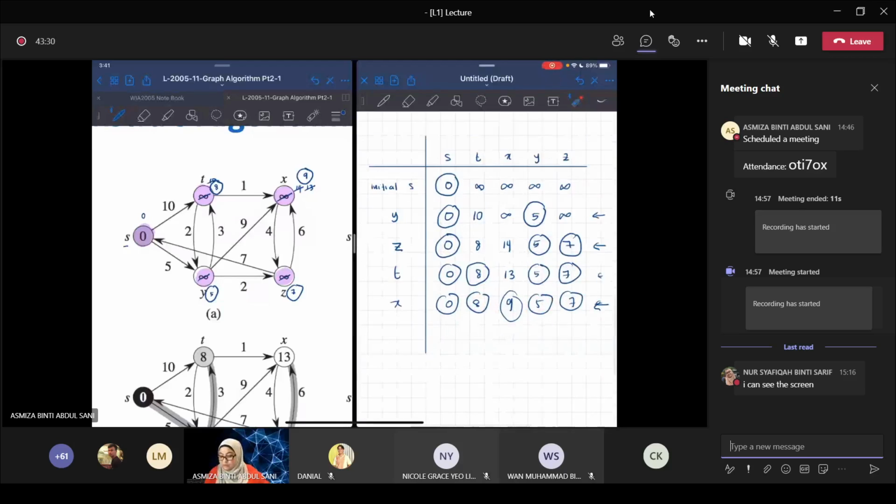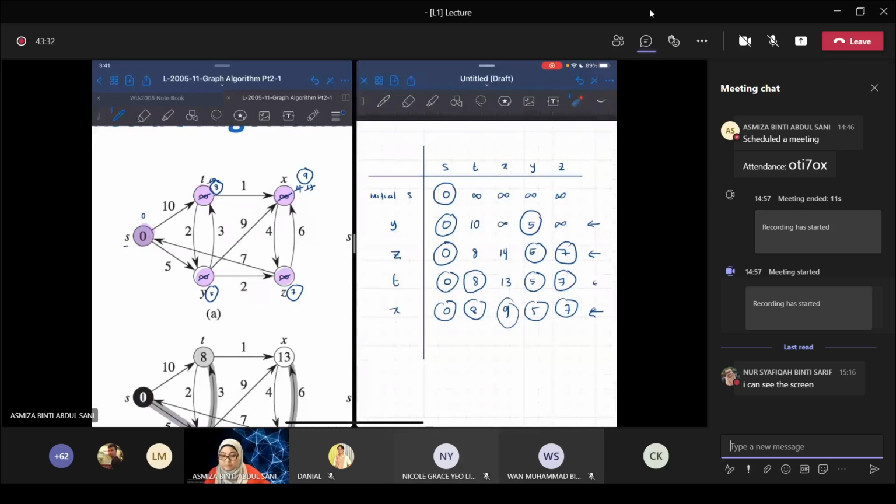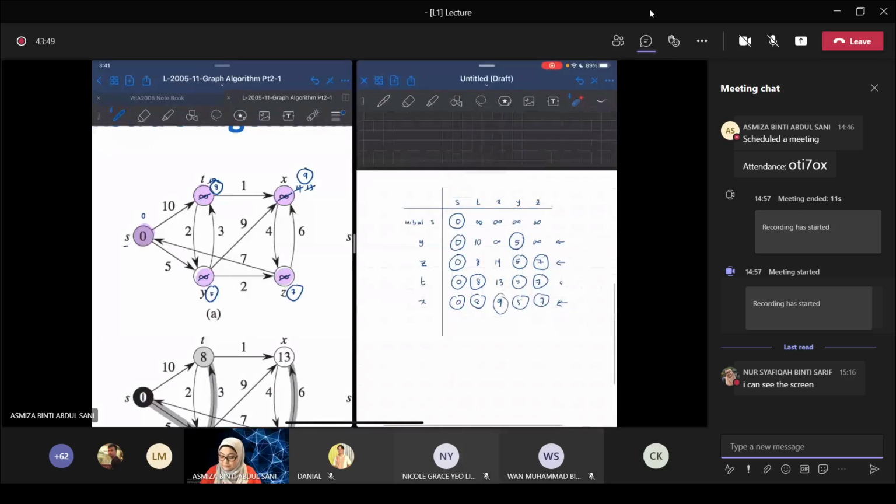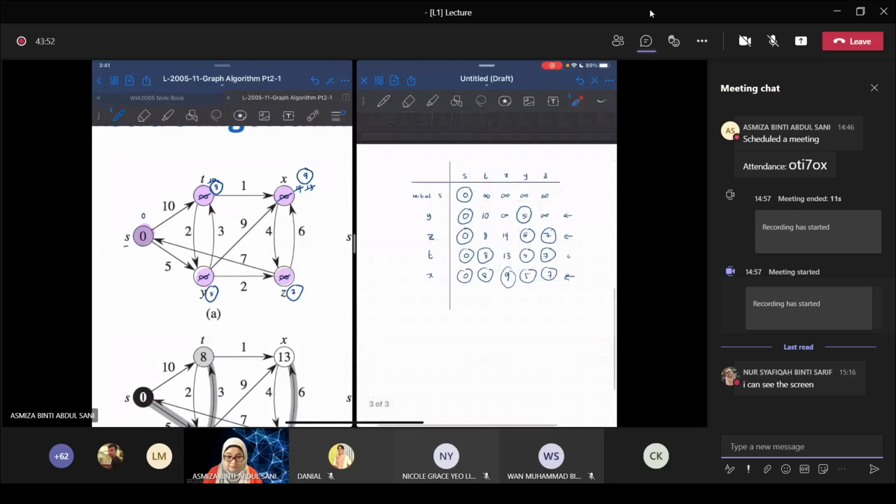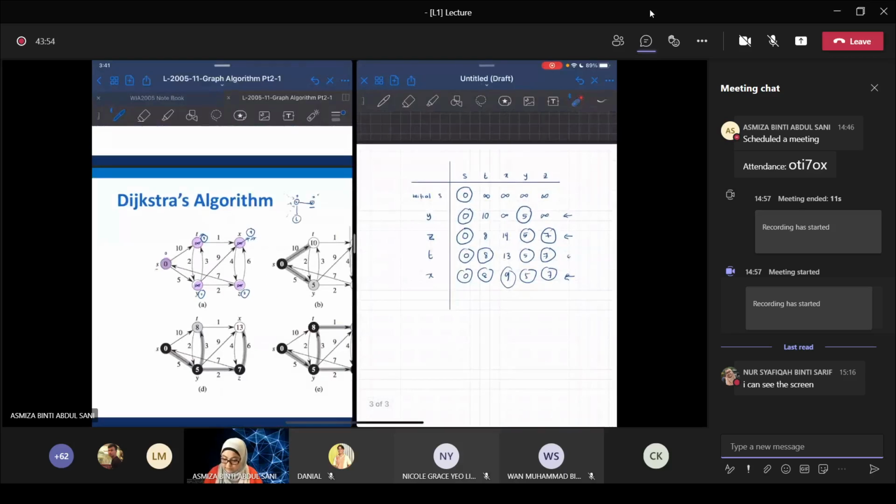Okay, so you can also use the table to update the distance for your graph. Actually, when you do your implementation, this is the thing that you can implement to keep track of the changes of the edge relaxation for each of the nodes. Any question, class, for this one? Should be okay, right?